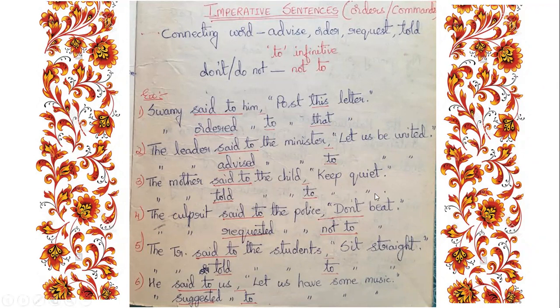The mother said to the child, keep quiet. The mother told the child to keep quiet. The culprit said to the police, don't beat. See, don't beat, it is a negative form. The culprit requested the police. In the place of said to, we are using requested the police not to beat.